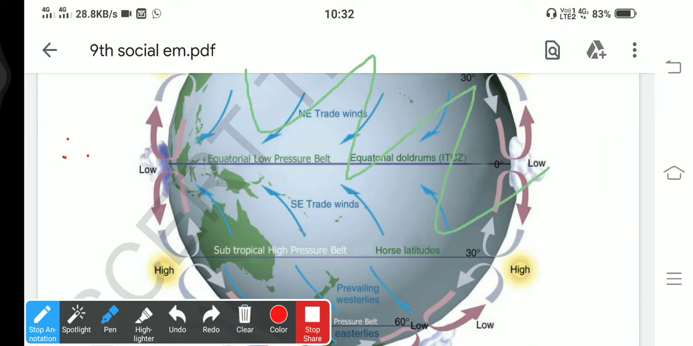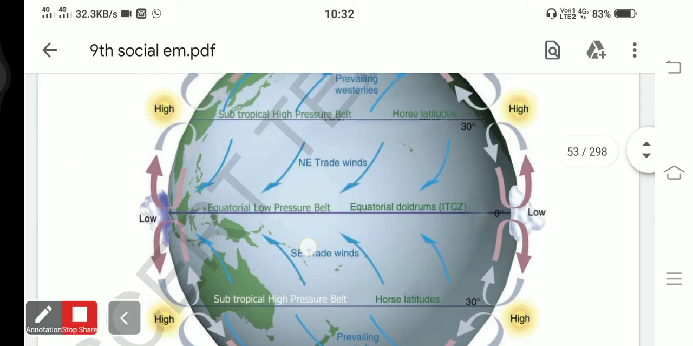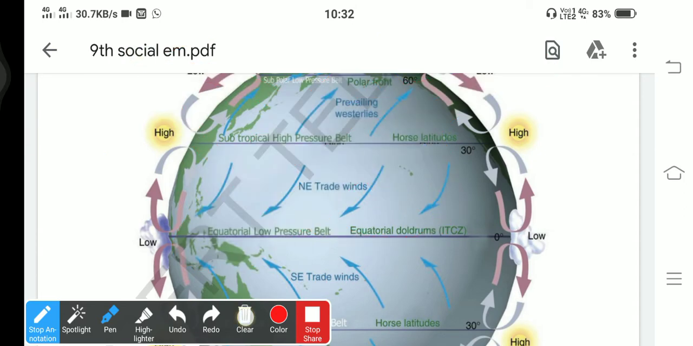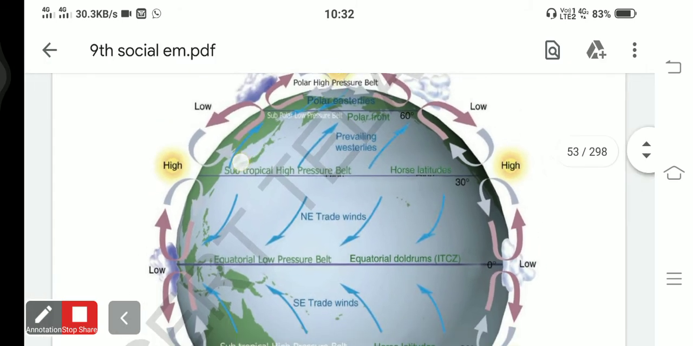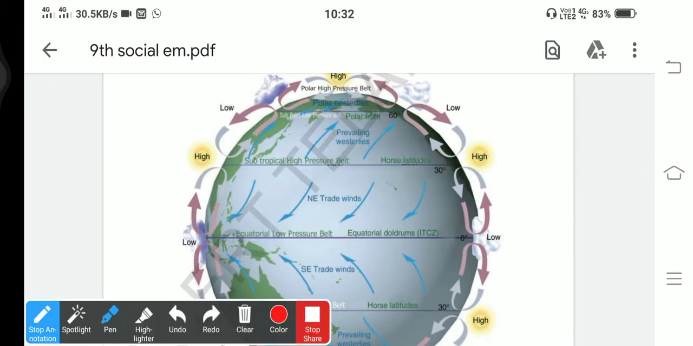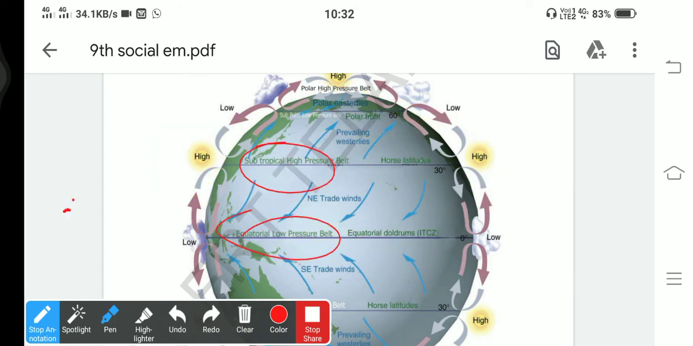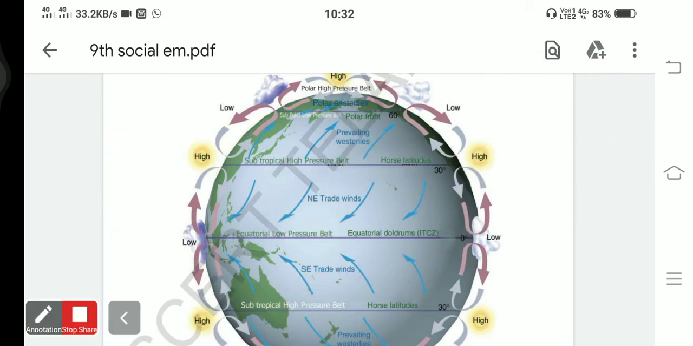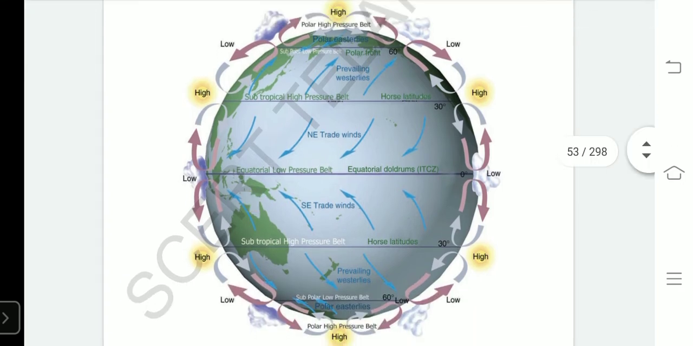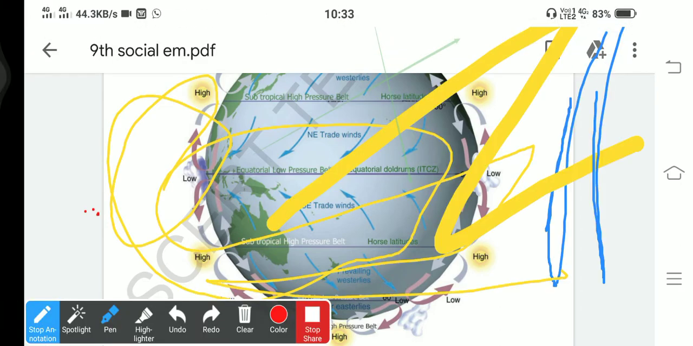So these winds are blowing from the subtropical high pressure belt to the equatorial low pressure belt. See, this is the subtropical high pressure belt here, from the subtropical high pressure belt to the equatorial low pressure belt. Those winds are called trade winds. In the northern hemisphere, they are blowing from the northeast direction, so they are called northeast trade winds. And in the southern hemisphere, they are blowing from the southeast direction, so they are called southeast trade winds.